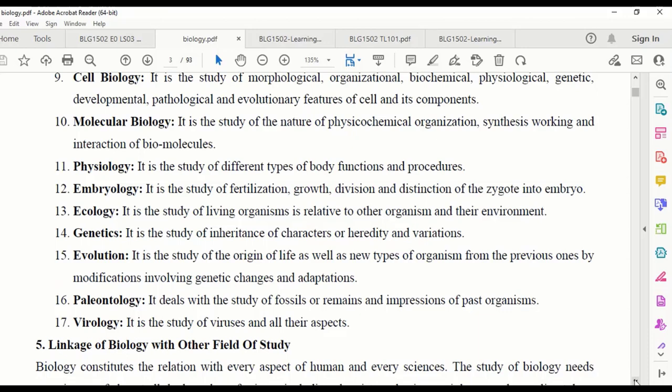Evolution is a topic, a discipline on its own. Usually there's going to be a chapter about evolution and all that.